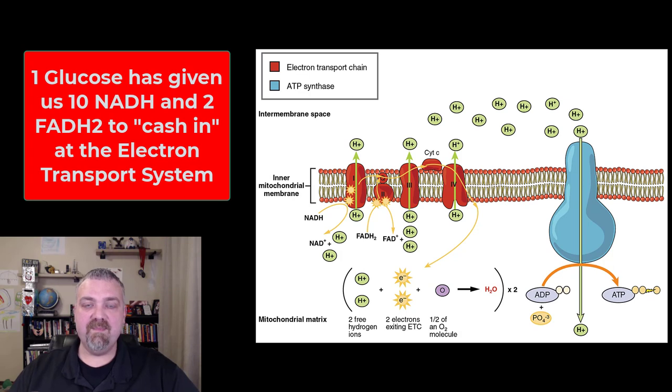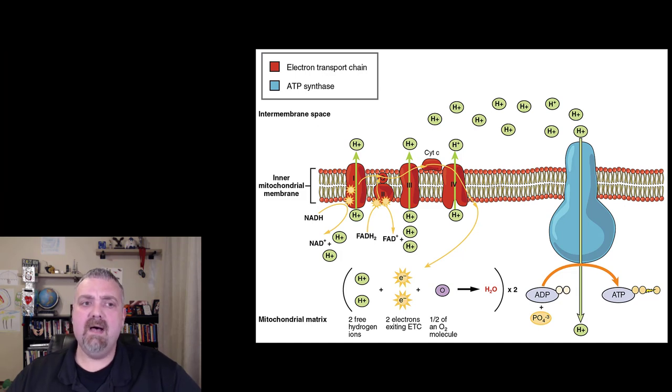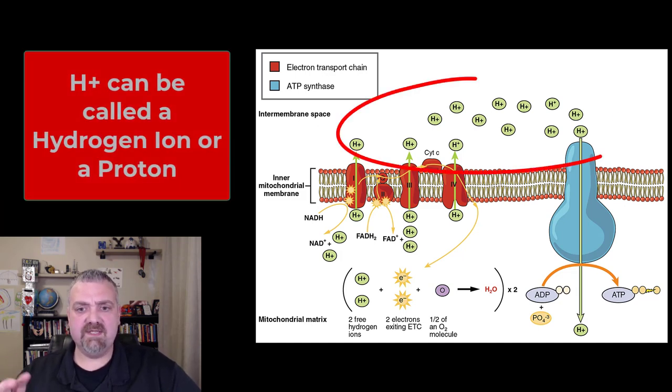But this entire time, we've been collecting what I call the casino chips. We've been collecting these full electron carriers that are now loaded down with electrons and hydrogen ions, and we're going to cash them in. That's going to be where energy is produced. So this is called the electron transport chain. That's exactly what it does. But as you're going to see here at the end, it's the movement of protons that actually generates the energy needed to make ATP.